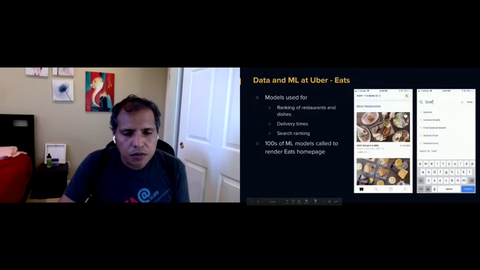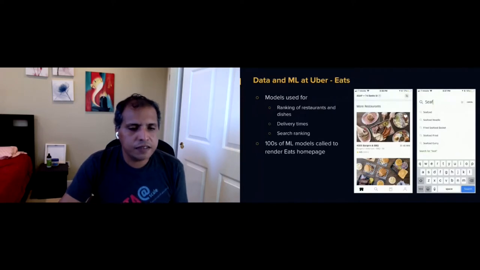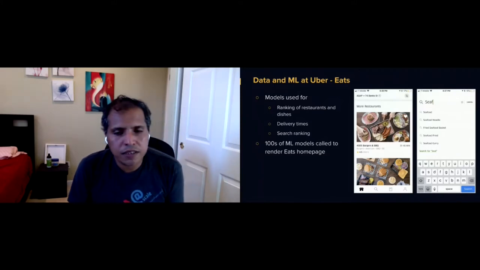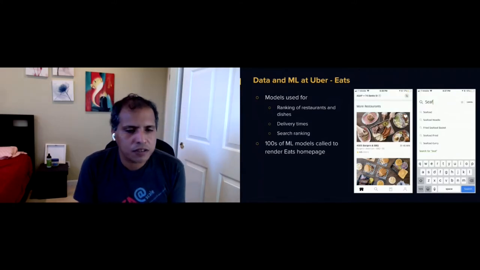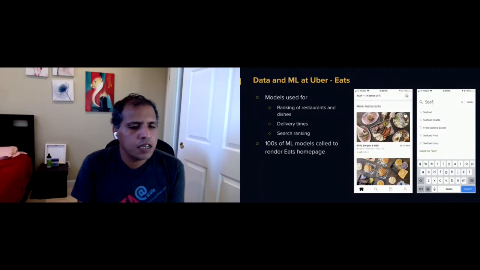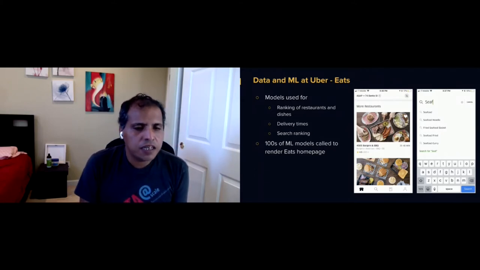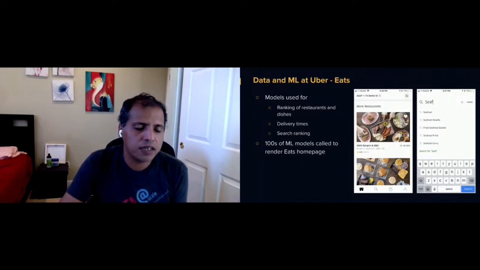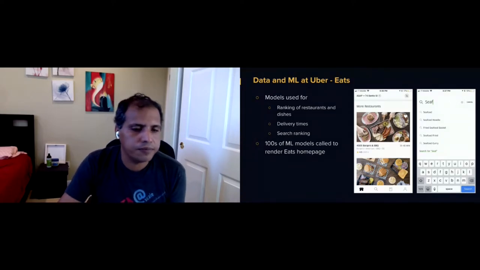Let's talk about Eats. Eats is a very big business for Uber. Pretty much everything which gets rendered on the Uber Eats app is driven by hundreds of models in the background. We use machine learning models for ranking of restaurants, ranking of dishes, preferences, predictions, delivery times, and even search ranking on all the restaurants as well as for the dishes you order.